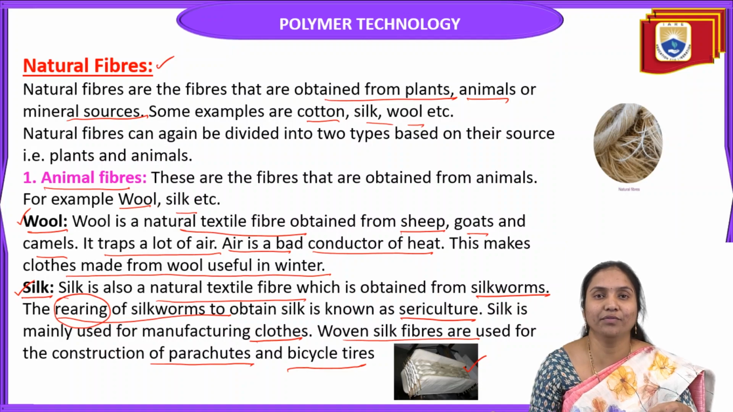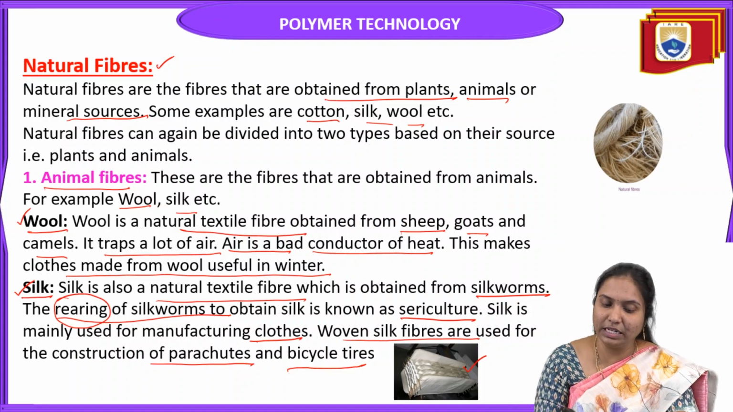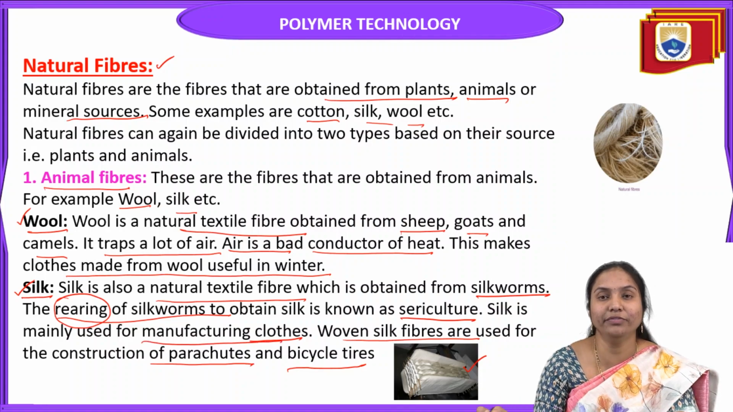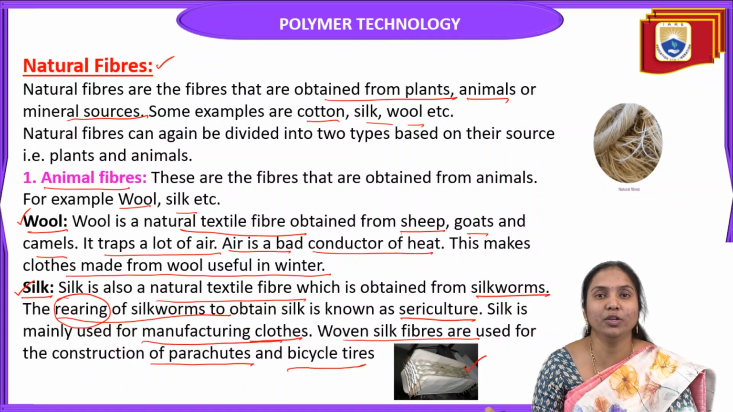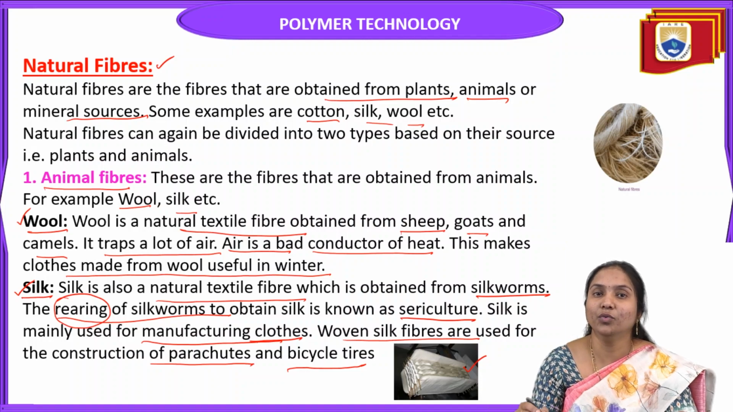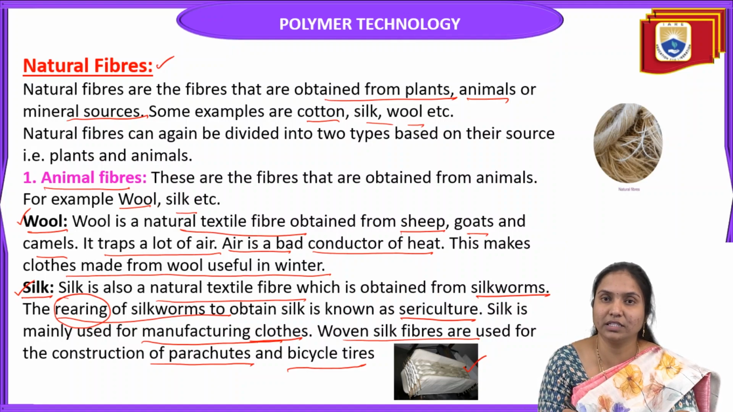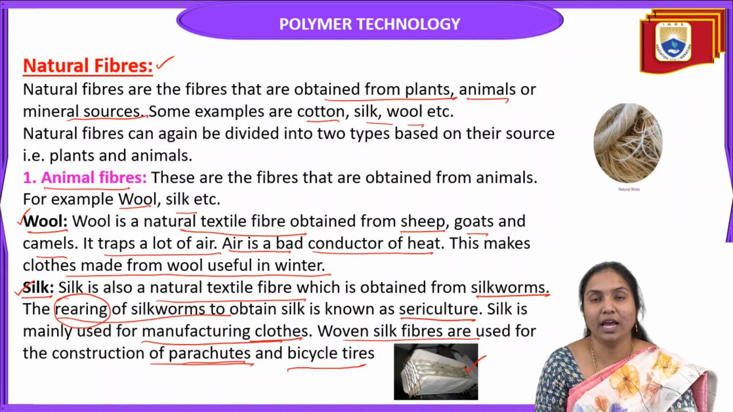Collecting silk from silkworms is known as sericulture. Silk is mainly used for manufacturing of clothes. But woven silk is one type of silk. This woven silk fiber is used for manufacturing or construction of parachutes and bicycle tires.